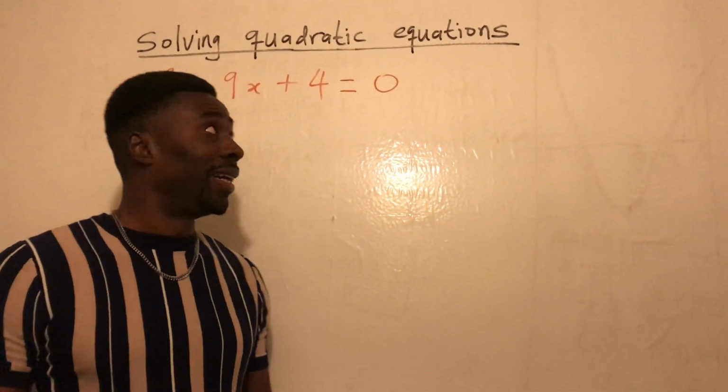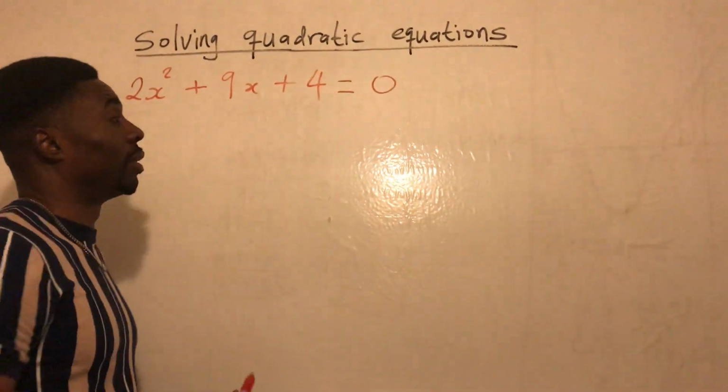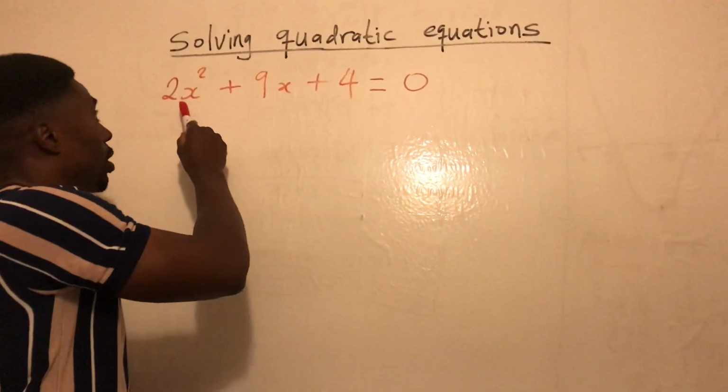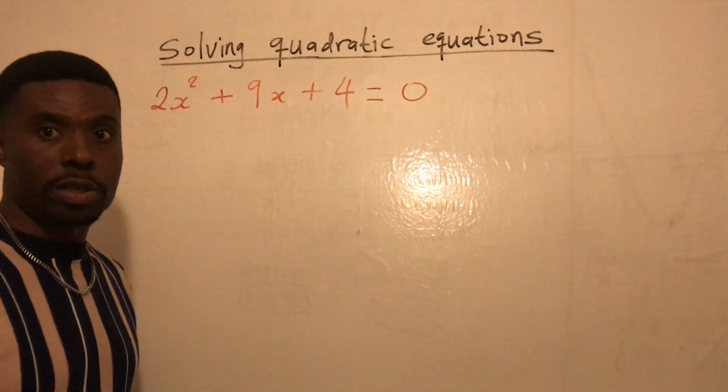In this video, we're looking at how to solve quadratic equations by the method of factorization. An example is this: 2x squared plus 9x plus 4 is equal to 0.